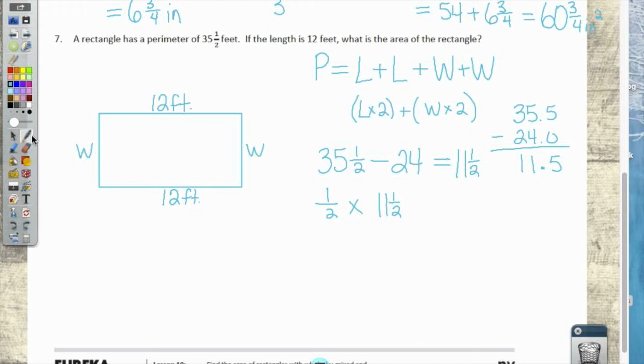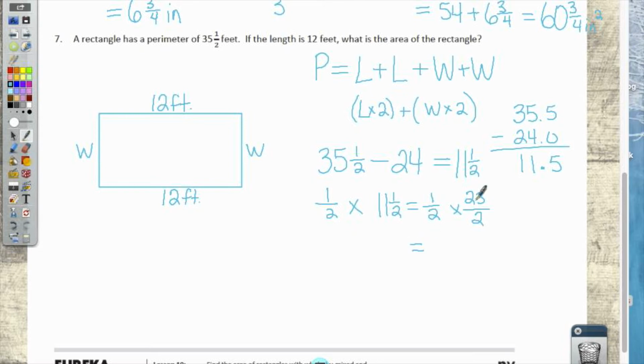So mathematically, half of 11 and a half means half times 11 and a half. I'm going to change 11 and a half to an improper fraction. So what's 11 times 2? 22 plus one more. 23 halves. Write that down. I'm not doing this just for myself. I already know how to do it. Okay, now I just have to solve this problem.